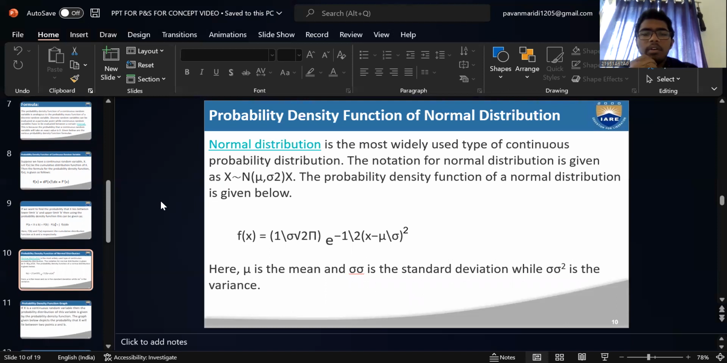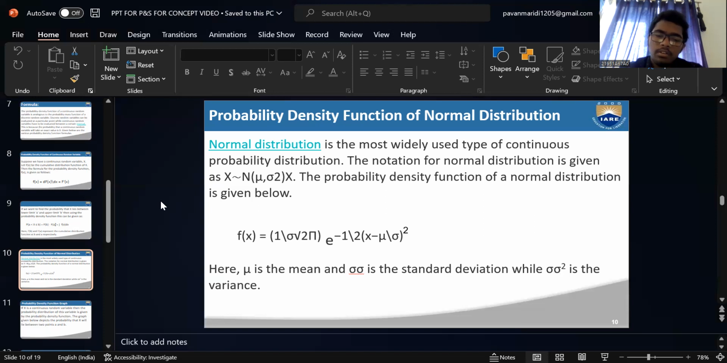Probability density function of normal distribution. Normal distribution is the most widely used type of continuous probability distribution. The notation for normal distribution is given as X implies N of mu comma sigma squared. The probability density function of a normal distribution is given below. f of x is equal to 1 by sigma square root of 2 pi, e power minus 1 by 2, x minus mu divided by sigma, whole squared.